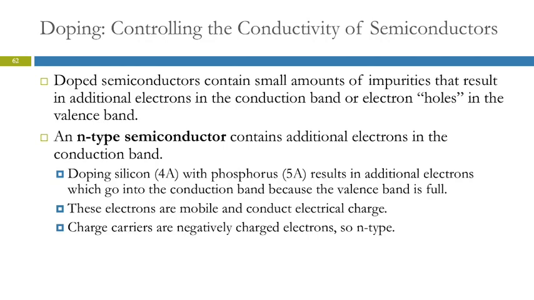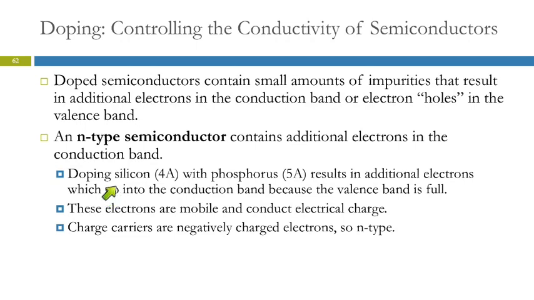So we can control the conductivity of semiconductors by adding impurities to them. These are called doped semiconductors. Put in small amounts of impurities that either add extra electrons, so putting extra electrons into the conduction band, or remove some electrons, causing electron holes in the valence band. So there are N-type and P-type semiconductors. An N-type semiconductor has extra electrons.